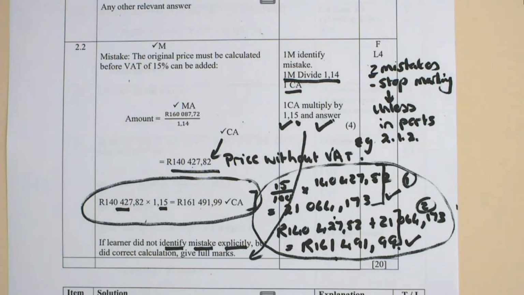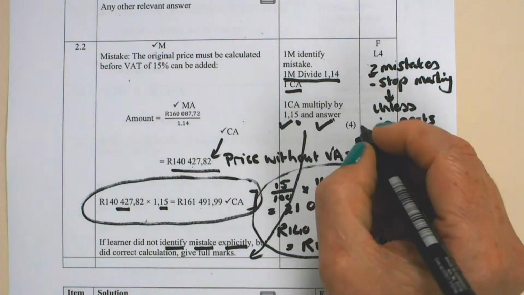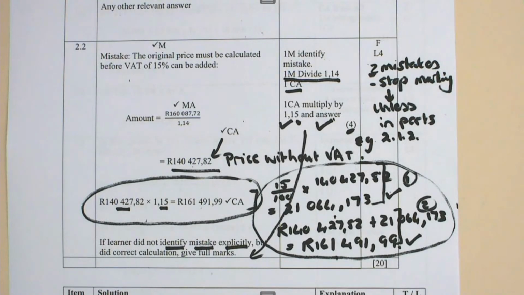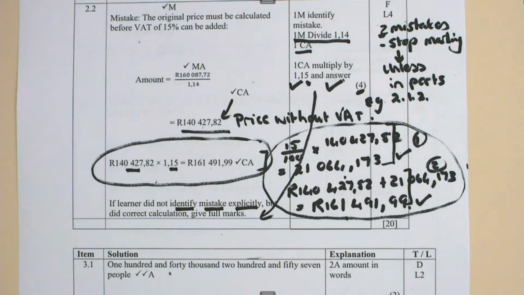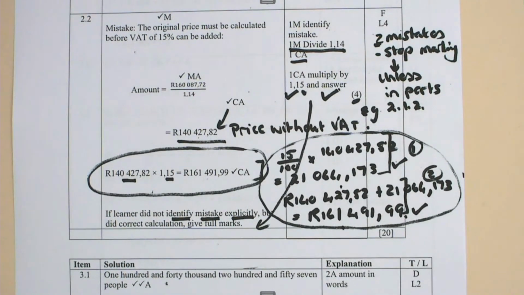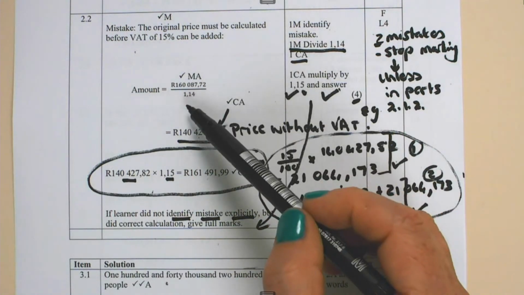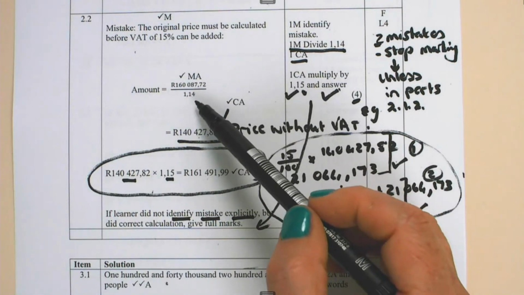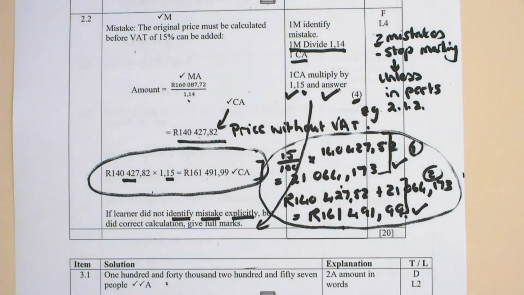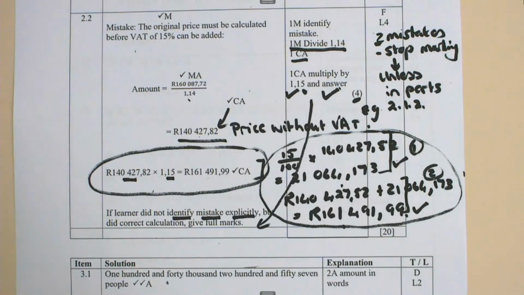So in this case, if the learners do not say this was the mistake, we are still going to give the learners full marks. The 4 marks wasn't a lot of marks, and I guess that a lot of learners are going to struggle with this question. Let us see it as our difficult question, because many learners are not going to know that they should first divide by 1,14.